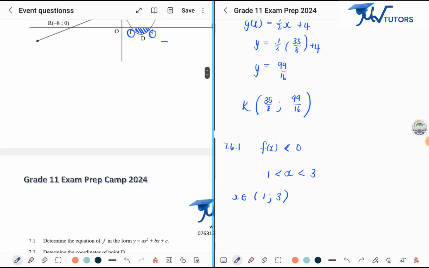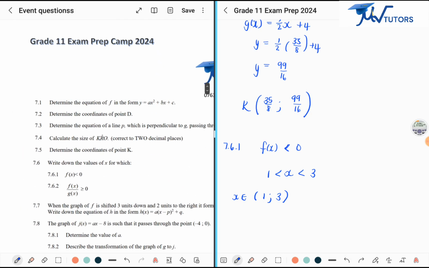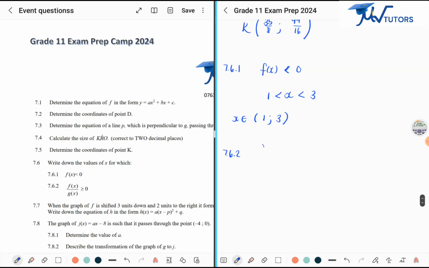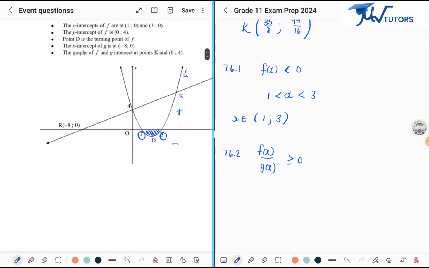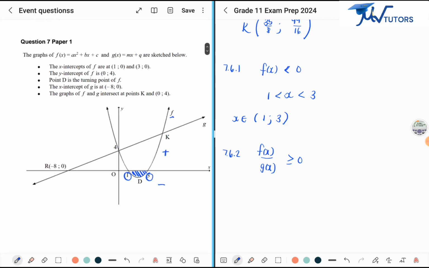Now 7.6.2. It says write down the values of x for which f of x over g of x is bigger and equal to 0. Again, what it's basically saying is, where are the y values of f divided by the y values of g bigger and equal to 0?